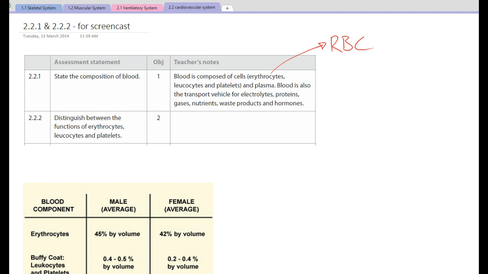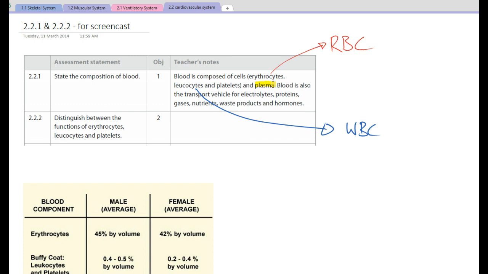Our leukocytes, what we would normally have referred to as white blood cells. And then we have our platelets. So they're the solid part of blood. And then we have our liquid part of the blood, which is plasma.